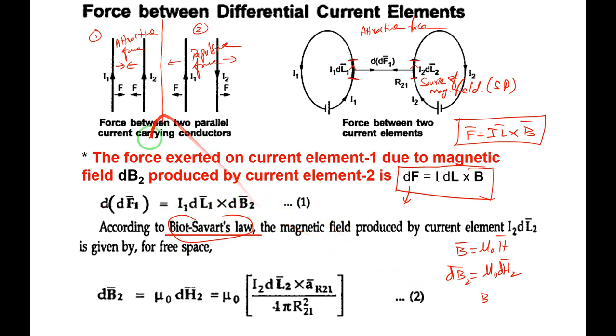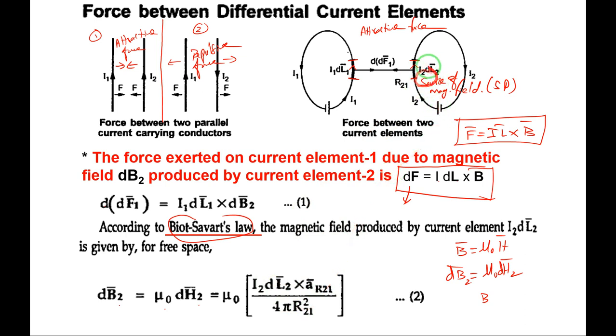So what is this dB2? Just observe here, we are finding dB2. dB2 is equal to mu naught dH2, mu naught as it is. What is dH2 by Biot-Savart law? It is I2 dL2 cross aR by 4 pi R square. Ideal means the current element 2, I2 dL2 cross aR by 4 pi R square. From where to where? Source point to field point.